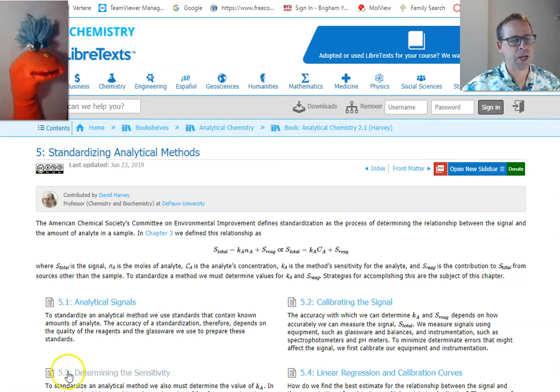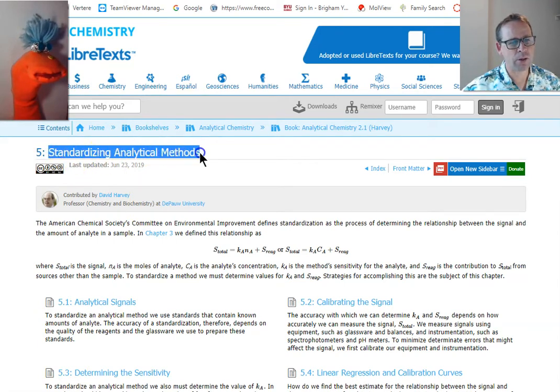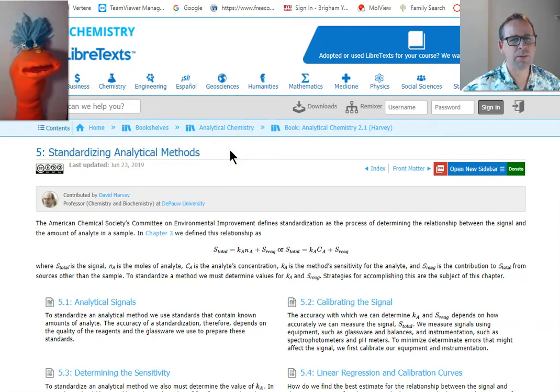All right, Chapter 5. How do we standardize an analytical method? Which seems kind of aloof and hard to take a perspective on, but essentially, how do we create a method that actually is based on a standard? Okay, the ins and outs. And I think most of this will be intuitive, especially in the beginning.